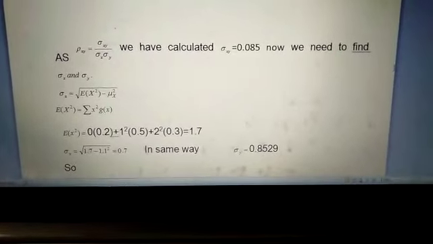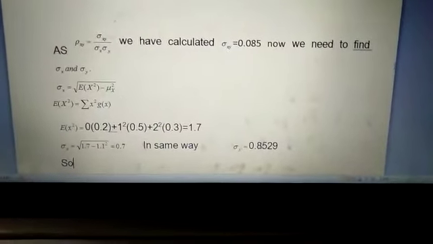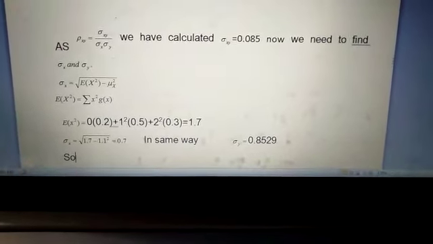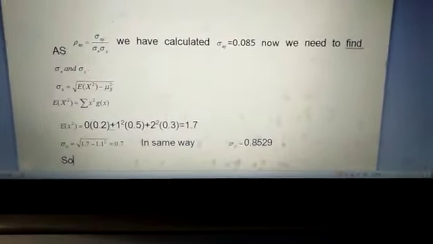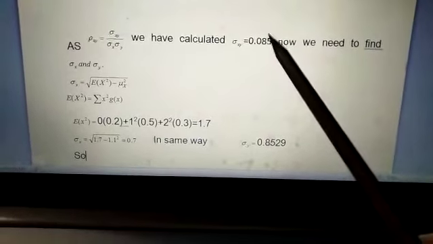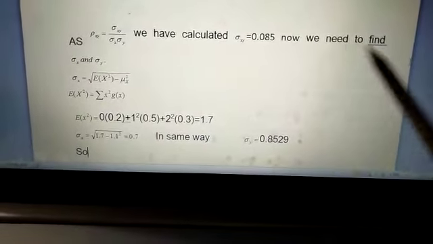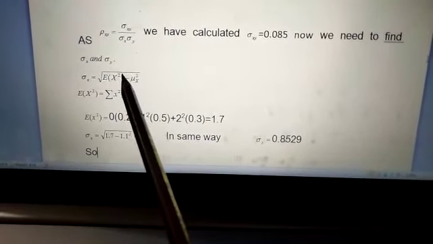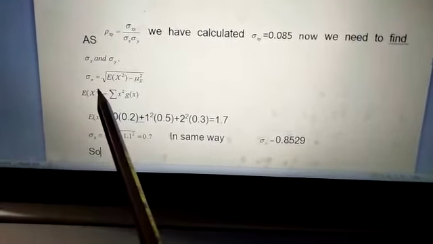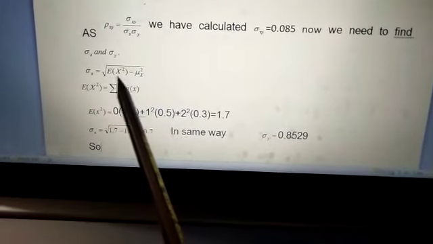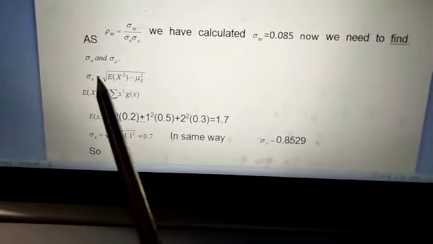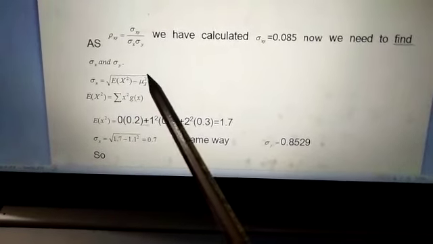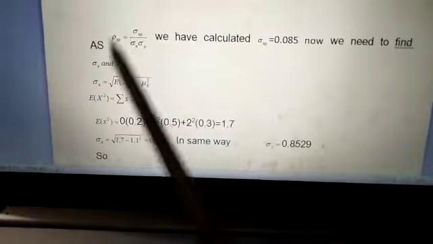The correlation coefficient is equal to covariance divided by the standard deviation of x and the standard deviation of y. We have already calculated the covariance sigma xy equal to 0.085 in the previous video. So now we need to find sigma x and sigma y. Sigma x, that is the standard deviation of x, would be equal to the square root of expectation of x square minus mu x square, as all of us know. And this sigma x square has been calculated in the previous video.